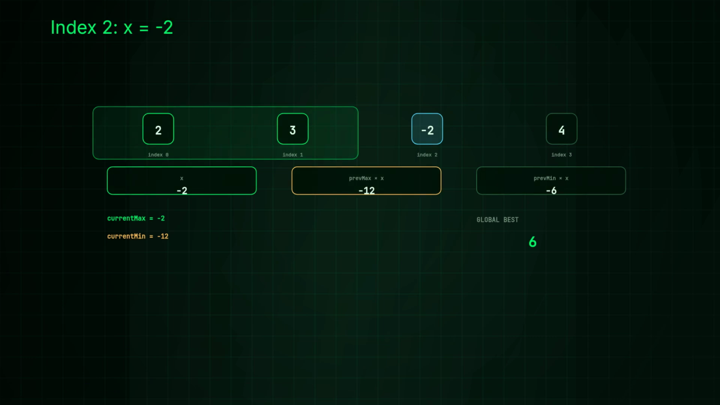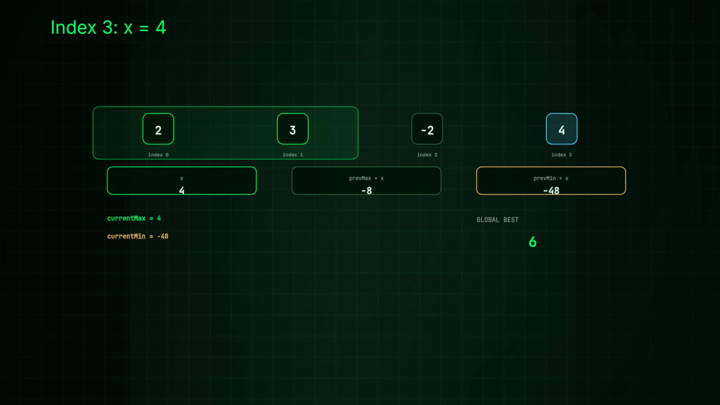At index 2, the current value is minus 2. Start with the previous maximum 6 and previous minimum 3. The 3 candidates are minus 2 by itself, 6 times minus 2, which is minus 12, and 3 times minus 2, which is minus 6. Choose minus 2 as the new maximum ending here and minus 12 as the new minimum ending here. The global best remains 6.